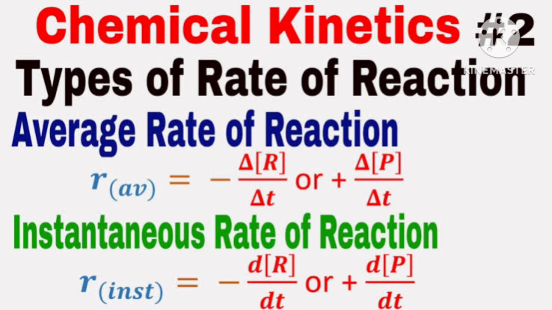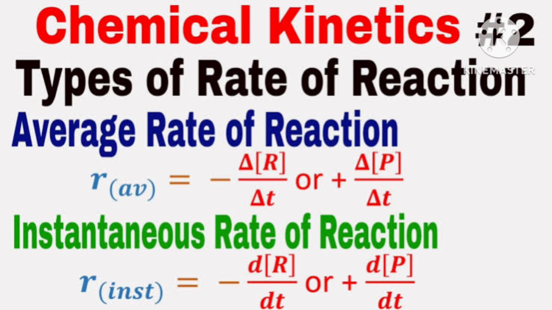Time is generally taken in seconds. But here I am telling you in general: concentration per unit time, that is the unit. Concentration T minus 1, that is per unit time. That is the general way you can write the unit. So for concentration divided by time, you can write concentration T minus 1.